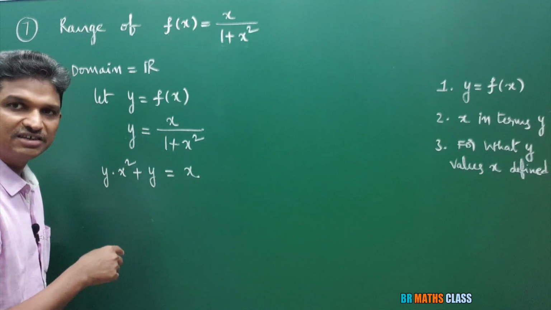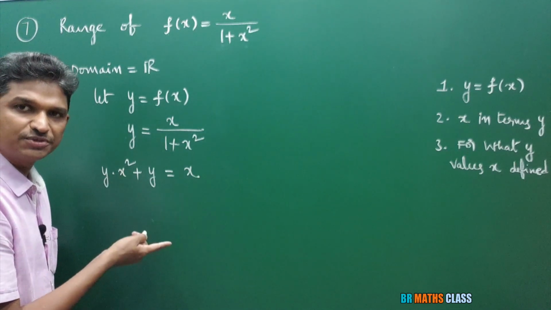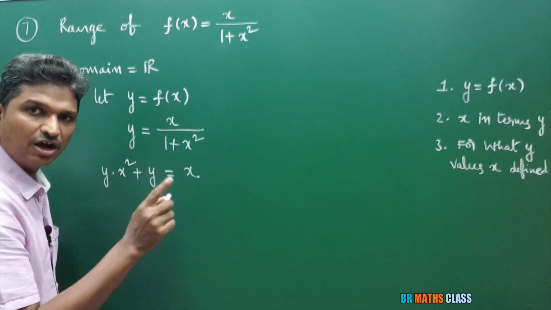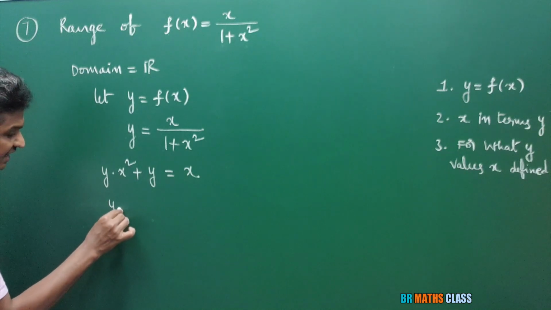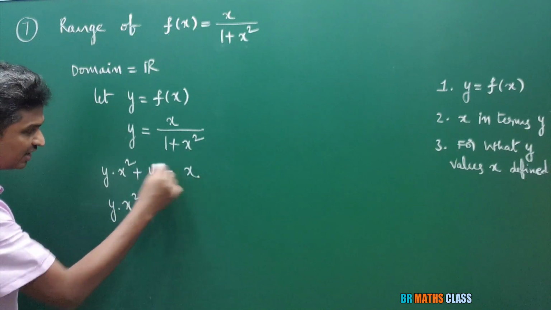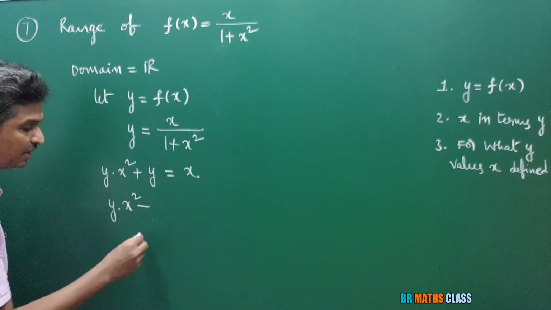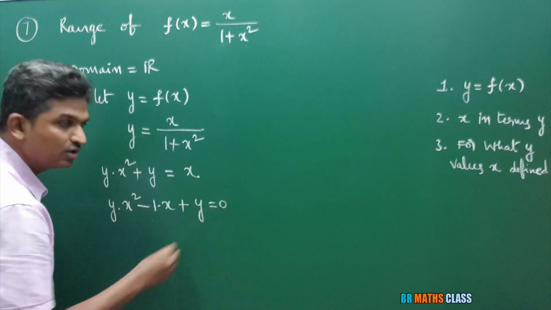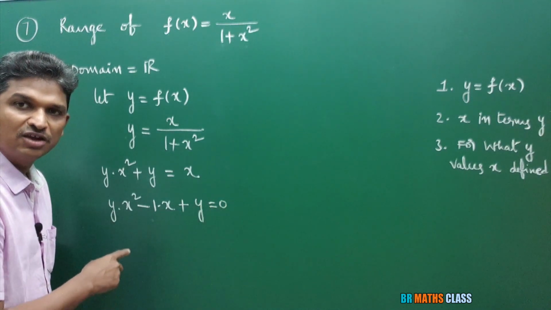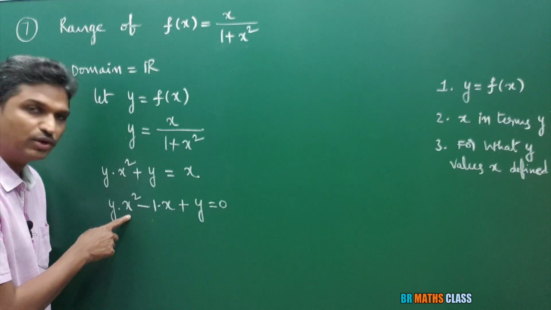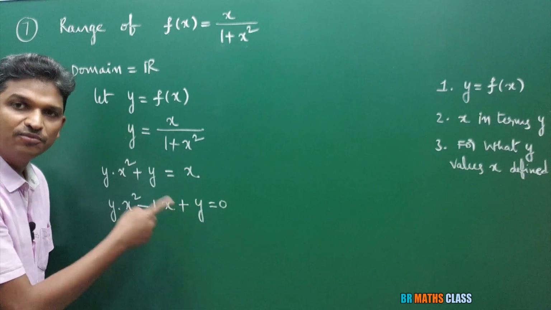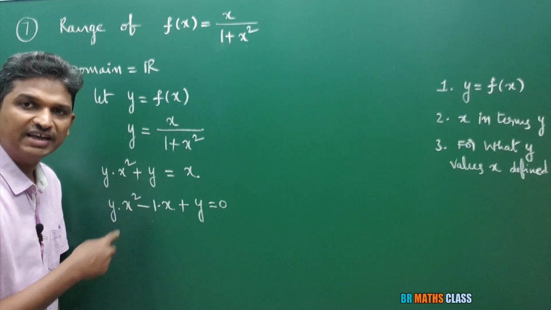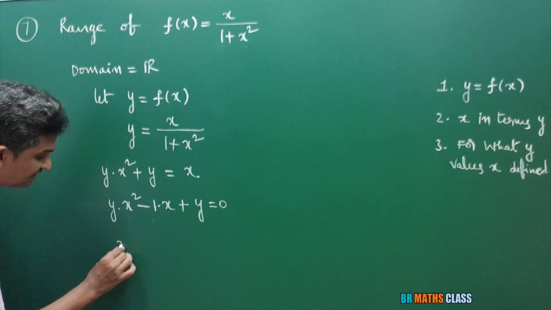Here, a little tricky thing is there. What you want is x in terms of y. Here x square is also there, x term is also there. Observe this clearly. I'll write like this: y into x square, you take x to this side, it will become minus x, that is minus 1 into x, plus y equal to 0. If you observe this, this is a quadratic equation in x. You observe x square term is there, x term is there. So, by using the formula minus b plus or minus root over b square minus 4ac by 2a, I can calculate x here.